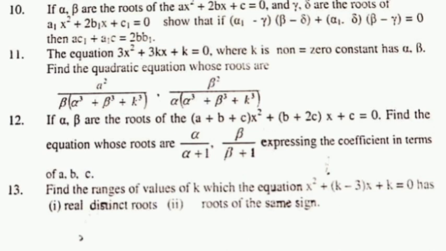Now, the sum of roots from the equation 3x squared plus 3kx plus k equals 0 is minus b over a, which is minus 3k over 3, and that's minus k. And the product of roots, which is c over a, becomes k over 3.